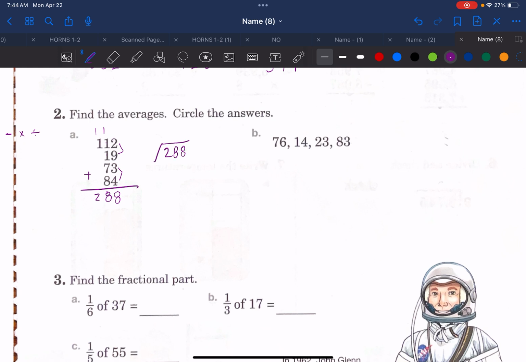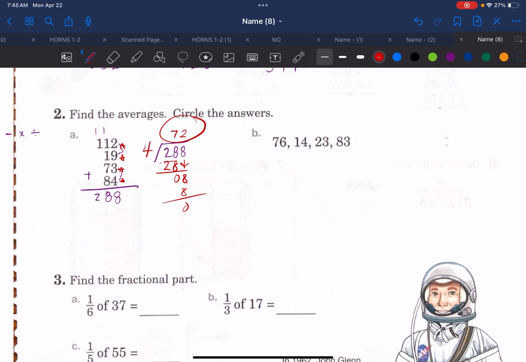So now I take this number, 288, and I'm going to divide it. What do I divide it by? We don't have a second number, but we can find a second number. 1, 2, 3, 4. So divide it by 4. How many times is 4 going into 28? 4, 8, 12, 16, 20, 24, 28, 7 times. So that's 0. Bring down your next 8. How many times is 4 going into 8? 2 times, and that's 8 with 0. So your average is 72. And like the directions say, please circle it.